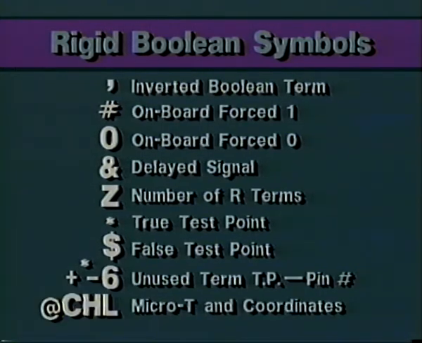The @ sign indicates the presence of a microtransistor used with a test-pointed term. The coordinates of the term source are always included with the @ sign. This is a characteristic of the program used to develop the rigid boolean. Test points that are made from used terms are presented in the following format.